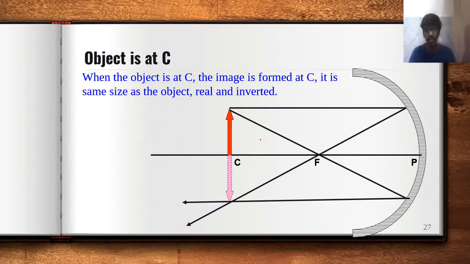The image is found at the same point, that is the center of curvature. Is it real or virtual? Real, because of real intersection of reflected rays. It is inverted.